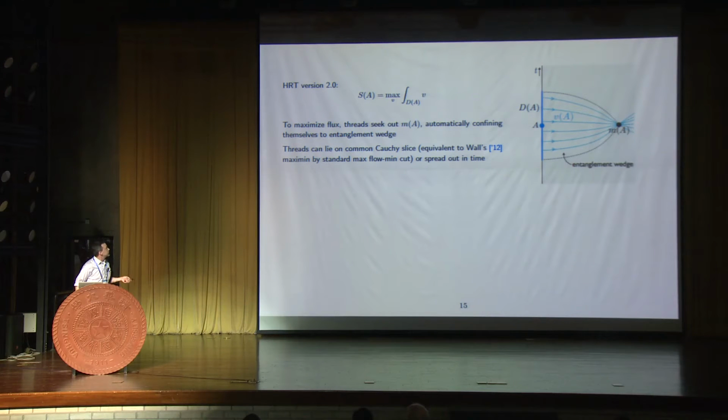Okay, so this is version 2.0 of HRT. And how did it work? How did that theorem work? How could the threads possibly know what the area of the minimal surface is? Well, it's quite nice, actually.